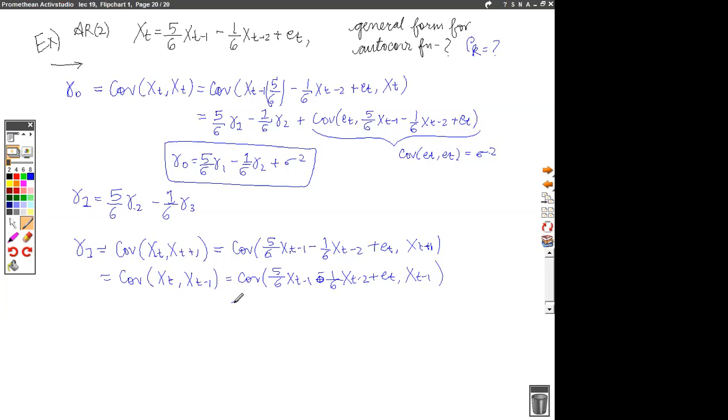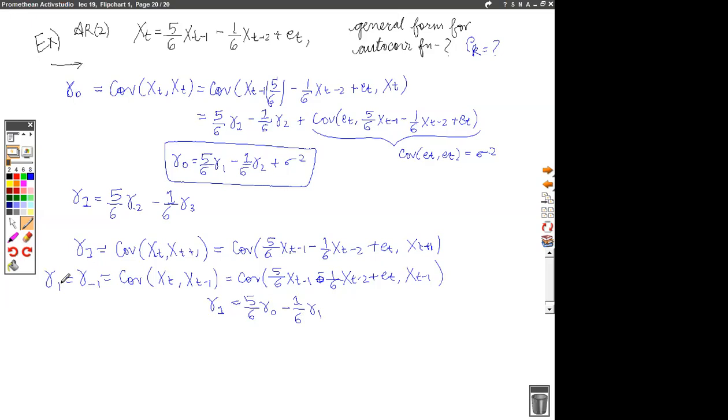And what do I get here? So I get my gamma 1 as something. So here I have xt minus 1, and here again I have xt minus 1. So I'll have 5/6 gamma 0 minus 1/6 gamma 1. And you know that this is indeed an even function, right? So this would eventually be gamma 1, but I know that this is always equal to gamma 1, right?